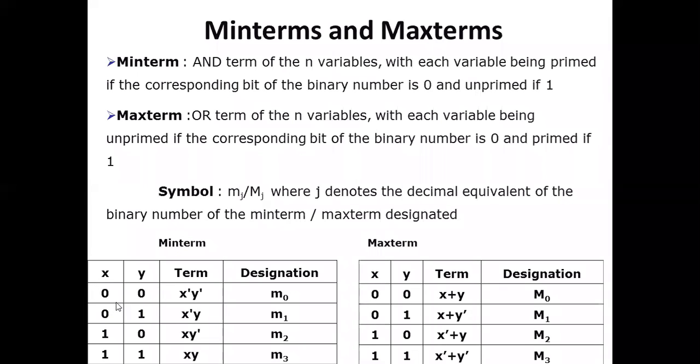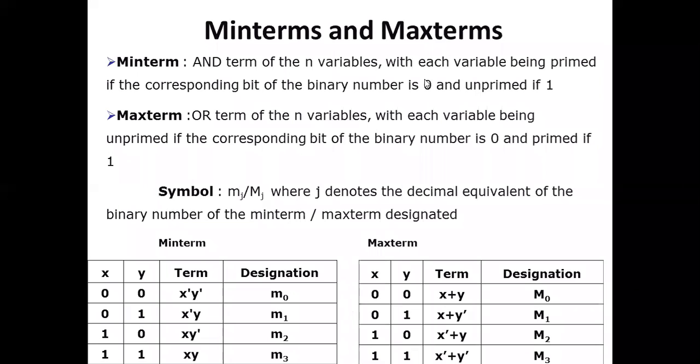Likewise, if x is 0 and y is 1, the min term is x dash y, because x is 0 here. And for x and y being 1 and 0, the min term becomes x y dash.